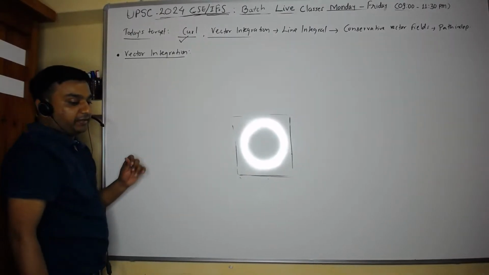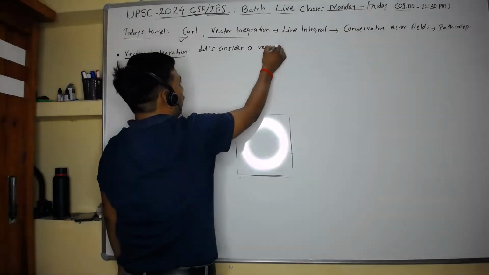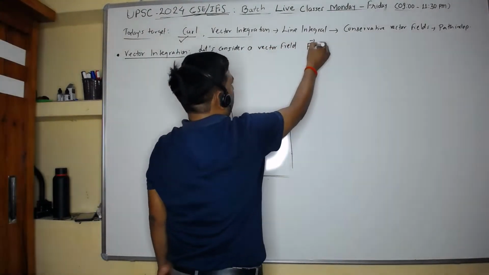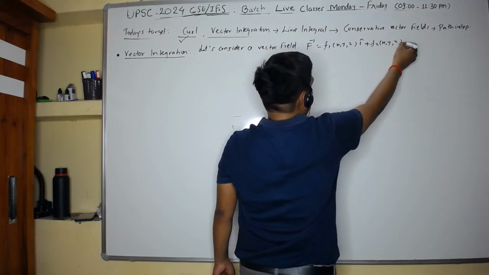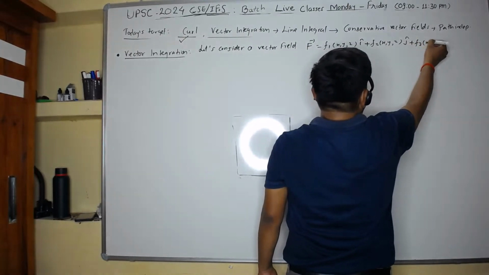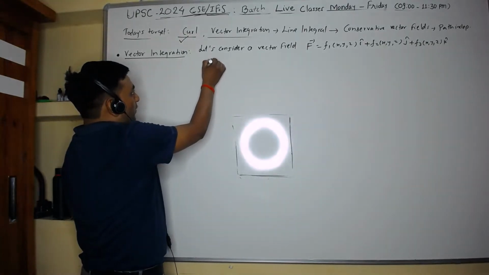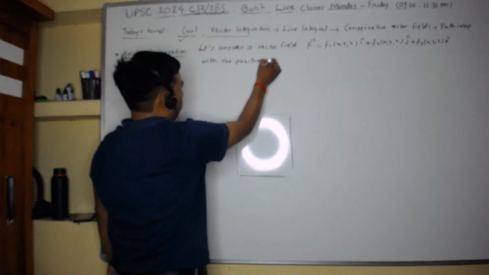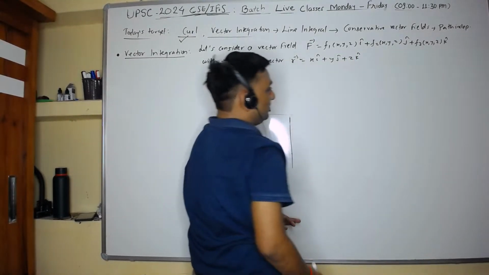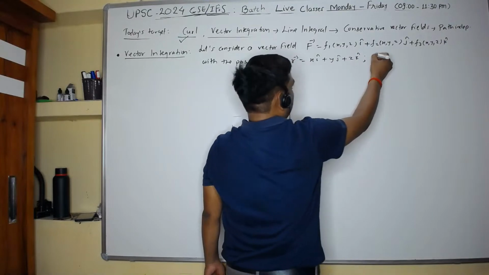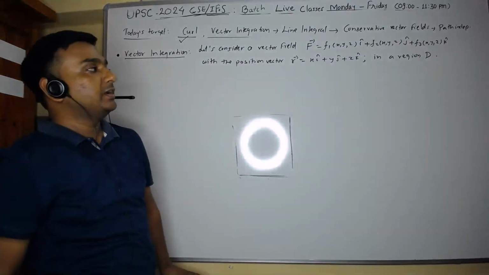चलिए, let's come on the vector integration. Let's consider a vector field f vector equals f1(x,y,z) I cap plus f2(x,y,z) j cap plus f3(x,y,z) k cap with the position vector r vector equals x i cap plus y j cap plus z k cap. ठीक है, in a region D. ठीक है, कोई भी रीजन है जिसमें वो वेक्टर वैल्यूड फंक्शन डिफाइंड है.